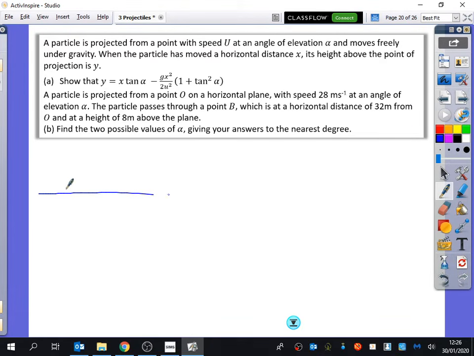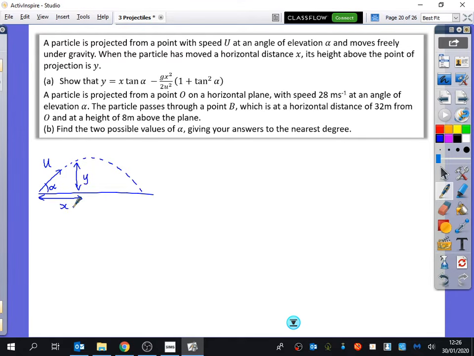So a little diagram, because there's not an awful lot to think about here. We have u, we have alpha, and we are trying to find out the y component for a particular x component. They've said when the particle has moved a horizontal distance x, we want to find out what the y part is that we've got there.